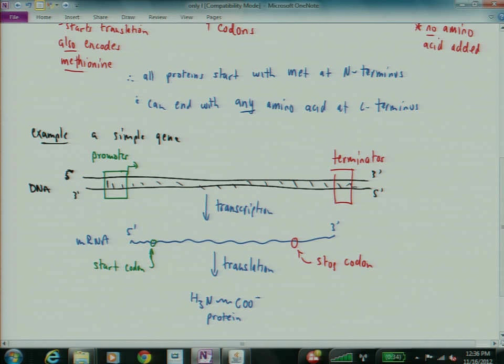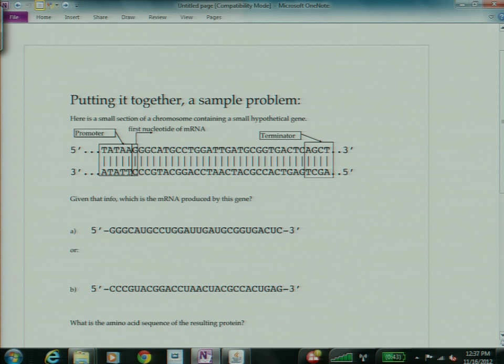Questions about that before we do an example? Okay. If you turn to the next page of today's information-packed handout, it will look something like this. Putting it together: you've got a DNA, a promoter, a start of the RNA, and so on. First question, talk to your neighbor. Given that information, are you going to make RNA A or RNA B? We'll talk protein in a second.